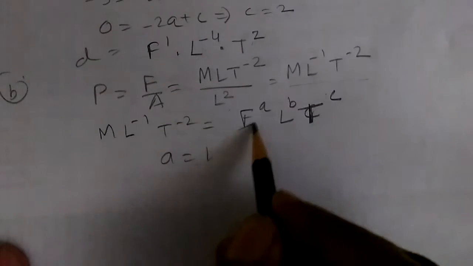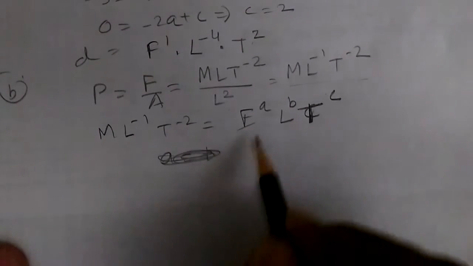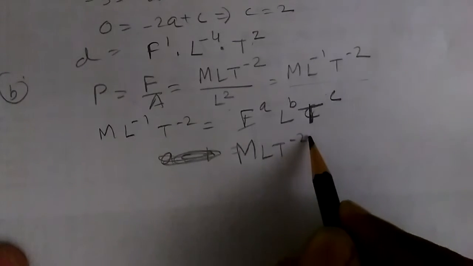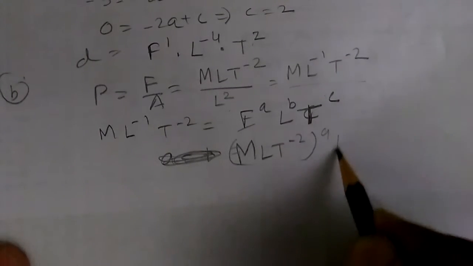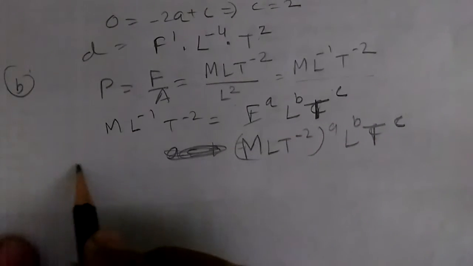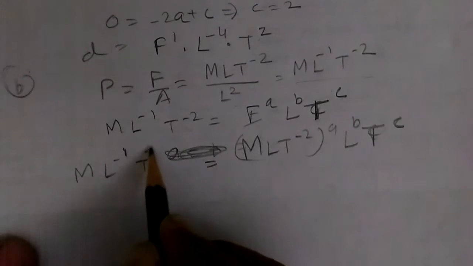Now what is the equation? So force is expressed as M L T to the power minus 2, to the power of A, into L to the power B, T to the power C, is equal to M L to the power minus 1 T to the power minus 2.